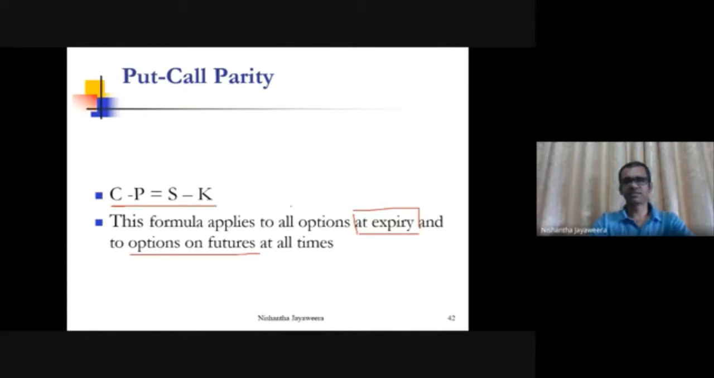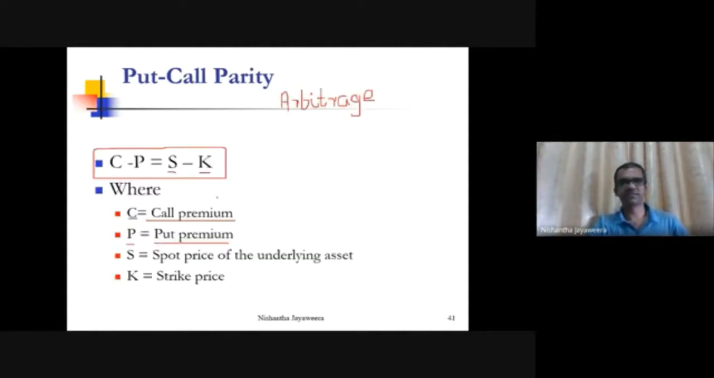For others, this holds only on the expiry date, but for options on futures, this holds all the time. That's why this is mentioned. So what does it mean? Call premium minus put premium should equal the spot price minus the strike price. This is confusing because we used X previously.